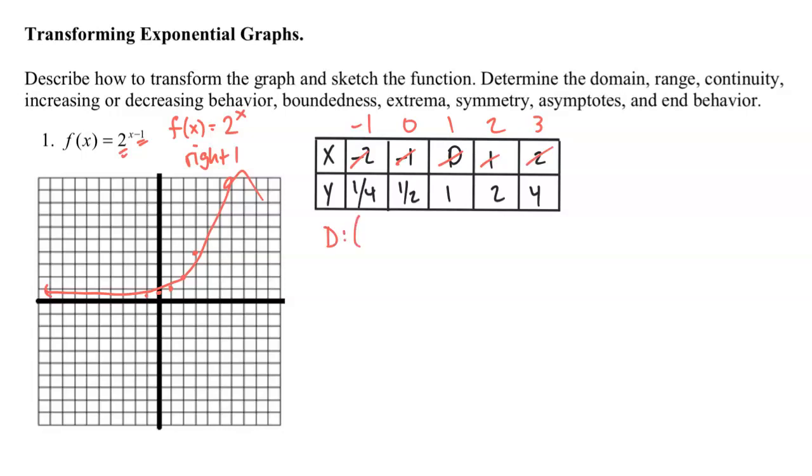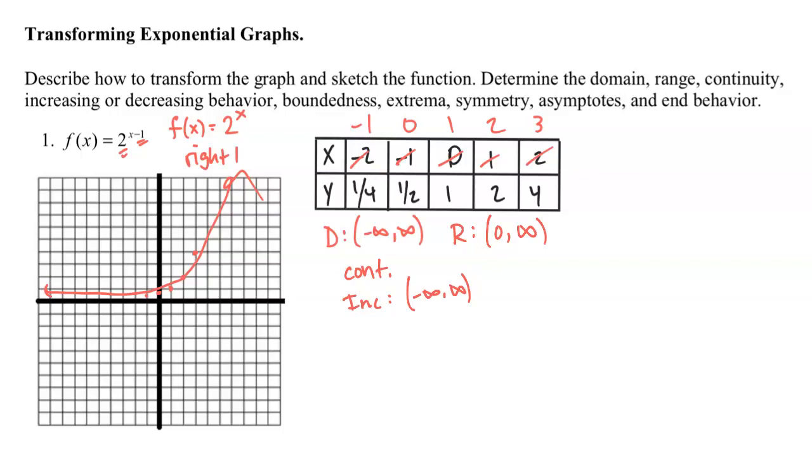First of all, the domain is -infinity to infinity. You're touching every number on the x-axis. The range starts at 0 but does not include 0 because of the asymptote and goes to infinity. This is a continuous function, as is every exponential function. They're all going to be continuous. This particular exponential function is increasing on its entire domain, -infinity to infinity.